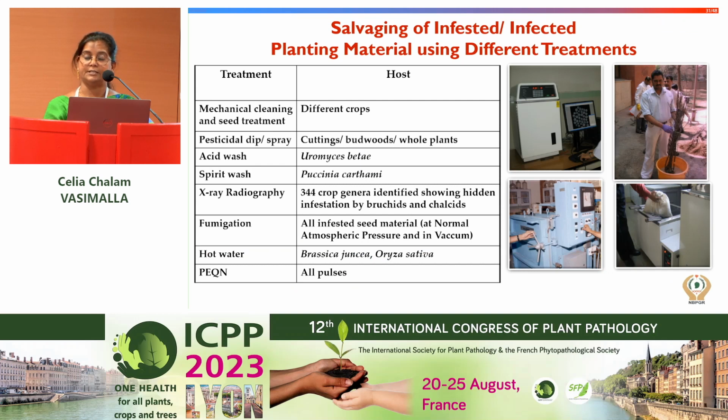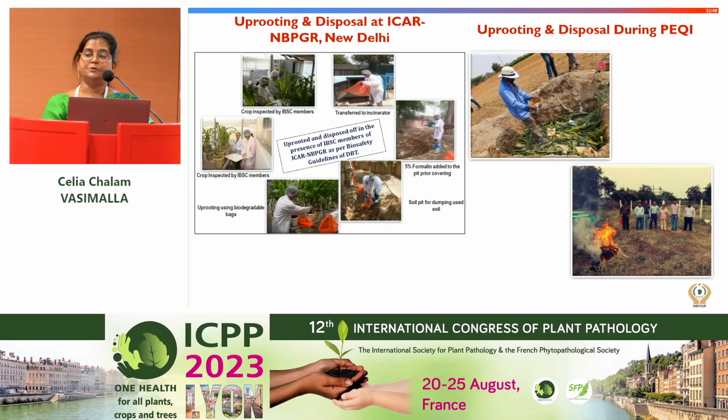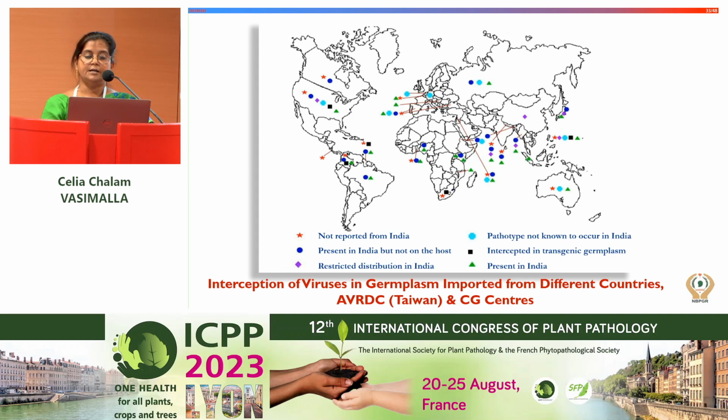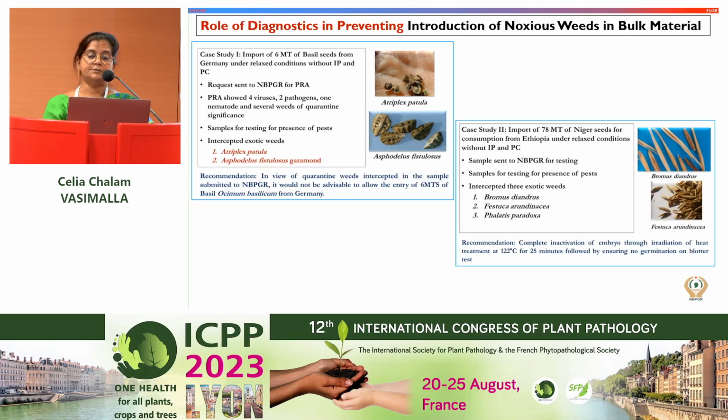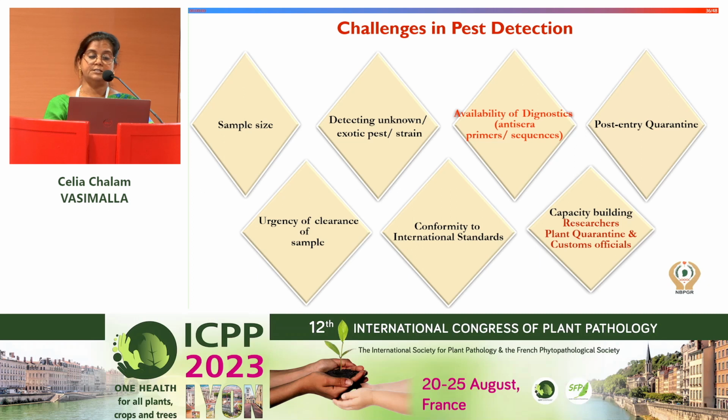And also we have certain salvaging treatments, and we uproot and dispose following the standard operating procedure. And we are the R&D arm of the Directorate of Plant Protection, Quarantine and Storage. We help them to identify the pests. This is the case where Bromus cicalinus was abundant in US wheat fields, and then we have not imported that. And this is the case of basil from Germany and then Niger from Ethiopia. We helped the DPPQS not to import the commercial material because of the seeds.